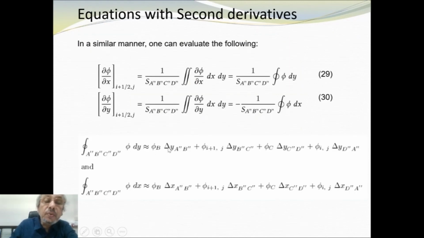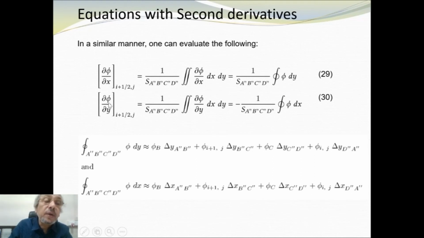Phi b into delta y a double prime b double prime, phi I plus 1j delta y b double prime c double prime, phi c delta y c double prime d double prime, plus phi ij into delta y d double prime a double prime.